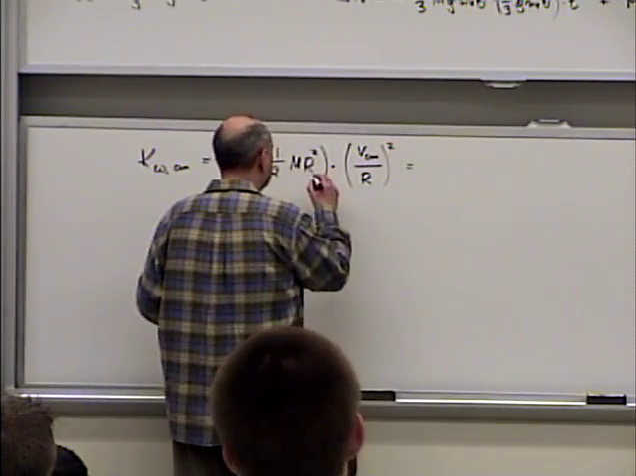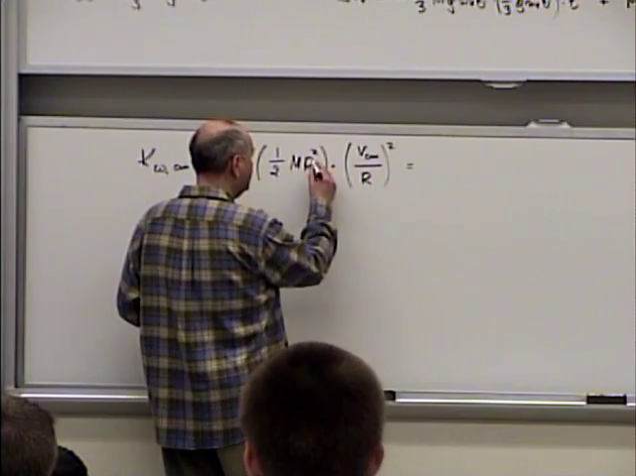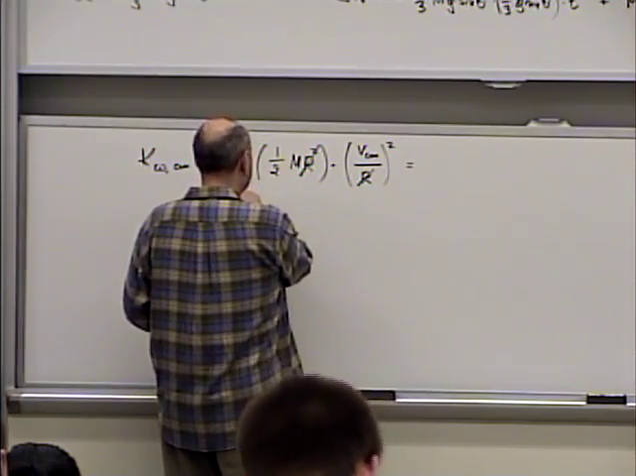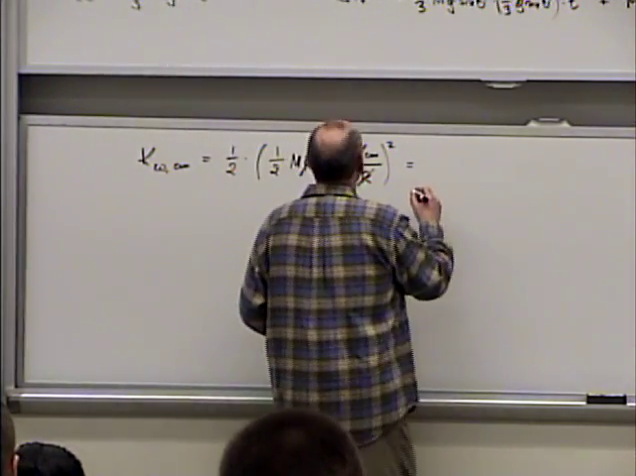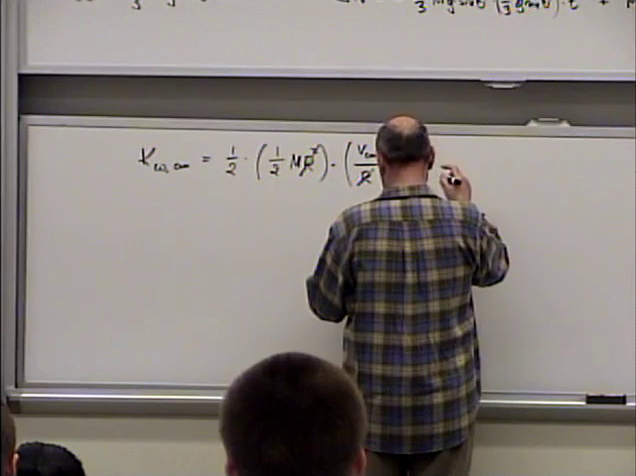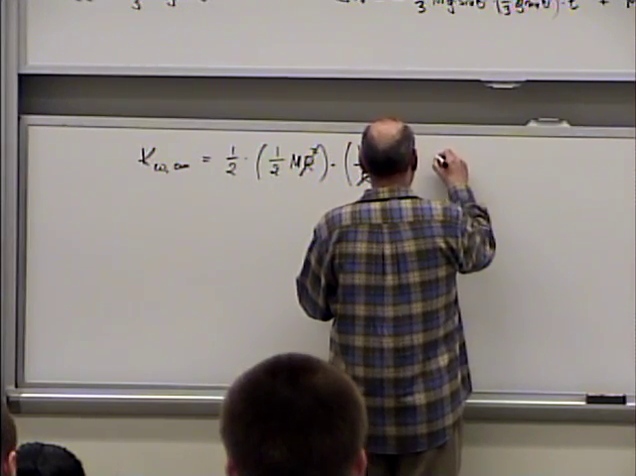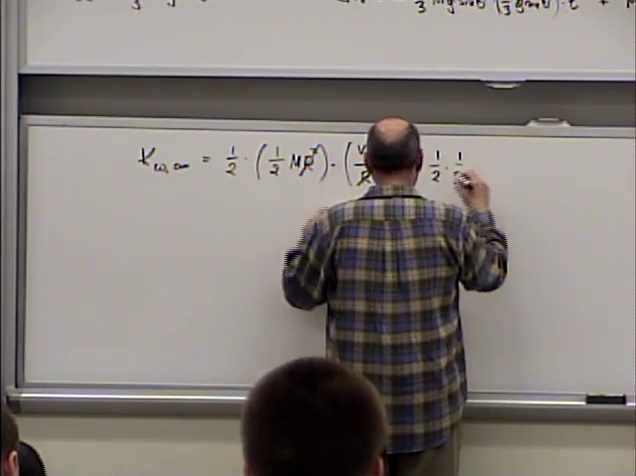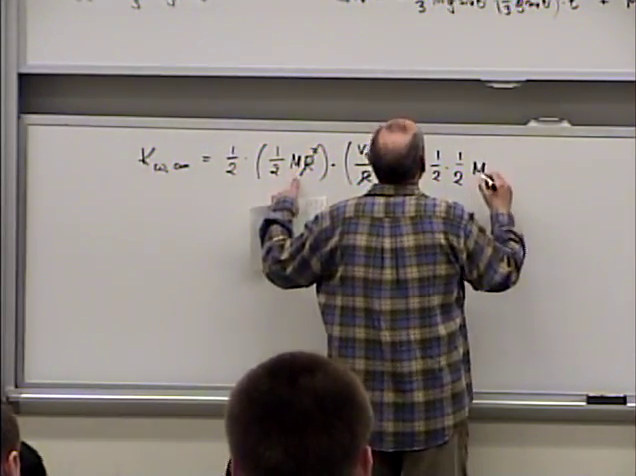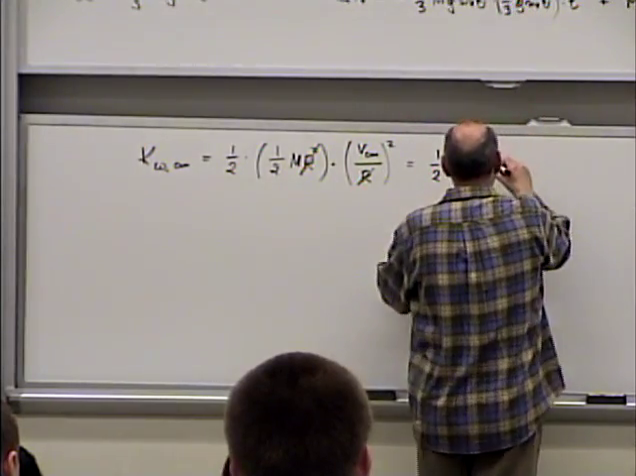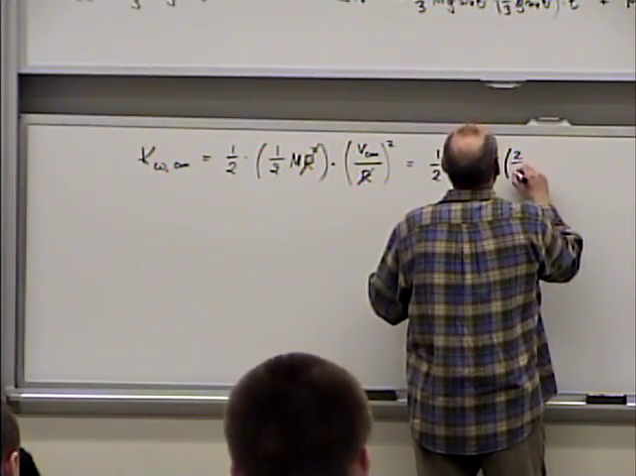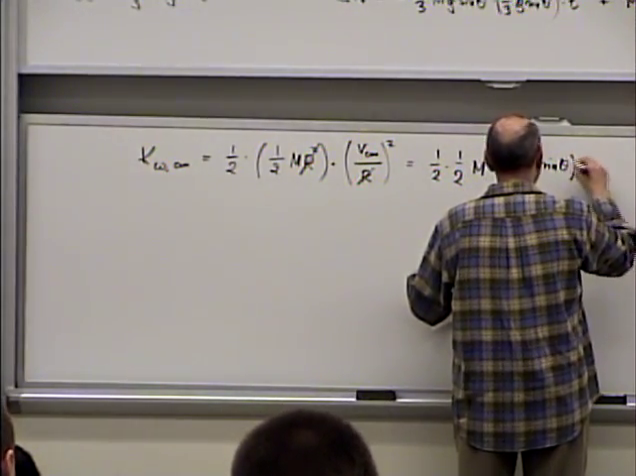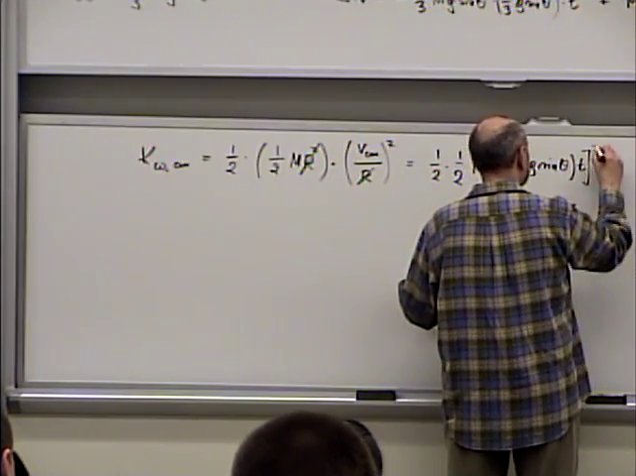All right, so let's take a look at what cancels. Here I have r squared, and here I have r squared, so they cancel. Now here I have 1/2 and 1/2, but I will leave this 1/2. So it is 1/2 times 1/2 mass, and we have the speed over there, 2/3 g sine theta times t, and we have to square that.